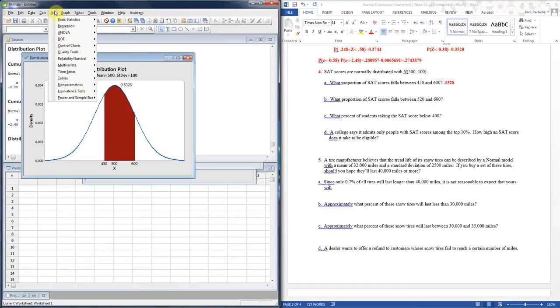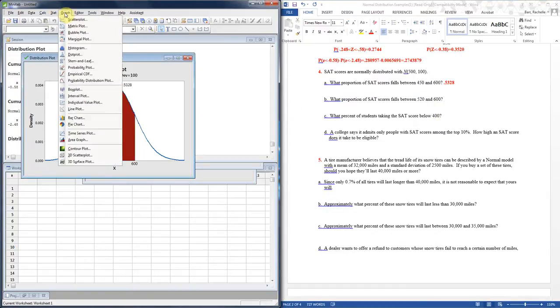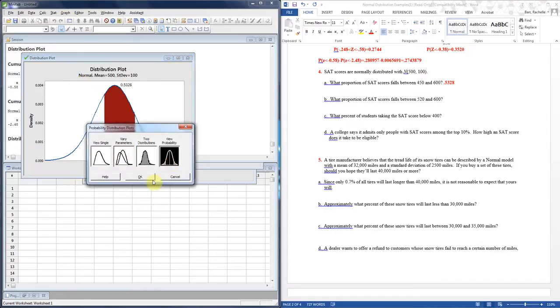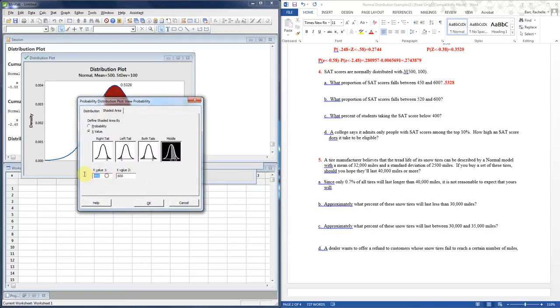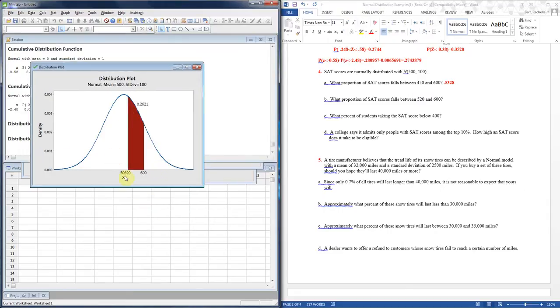So I'm going to go to Stat. Or sorry, I keep saying Stat. We're doing statistics, so I want to hit Stat. Graph, Probability Distribution Plot, Probability View. And doing between values is just so much easier using this version, and it's going to be so much faster when you go to do your homework too. So between 520 and 600, let's hit OK, and there it is, and it is smaller.